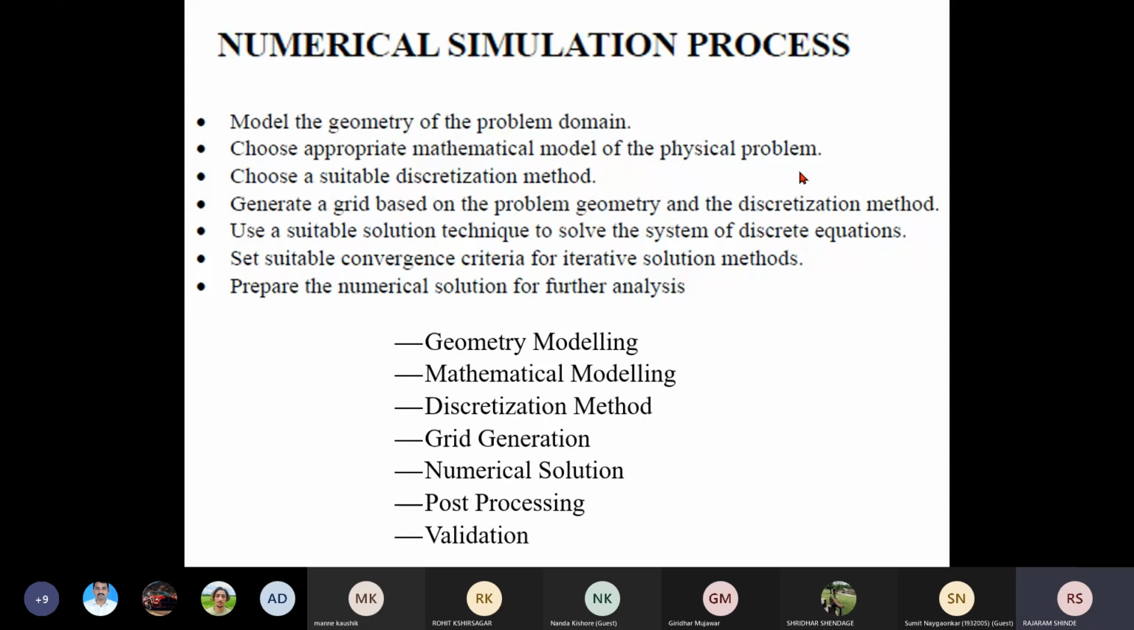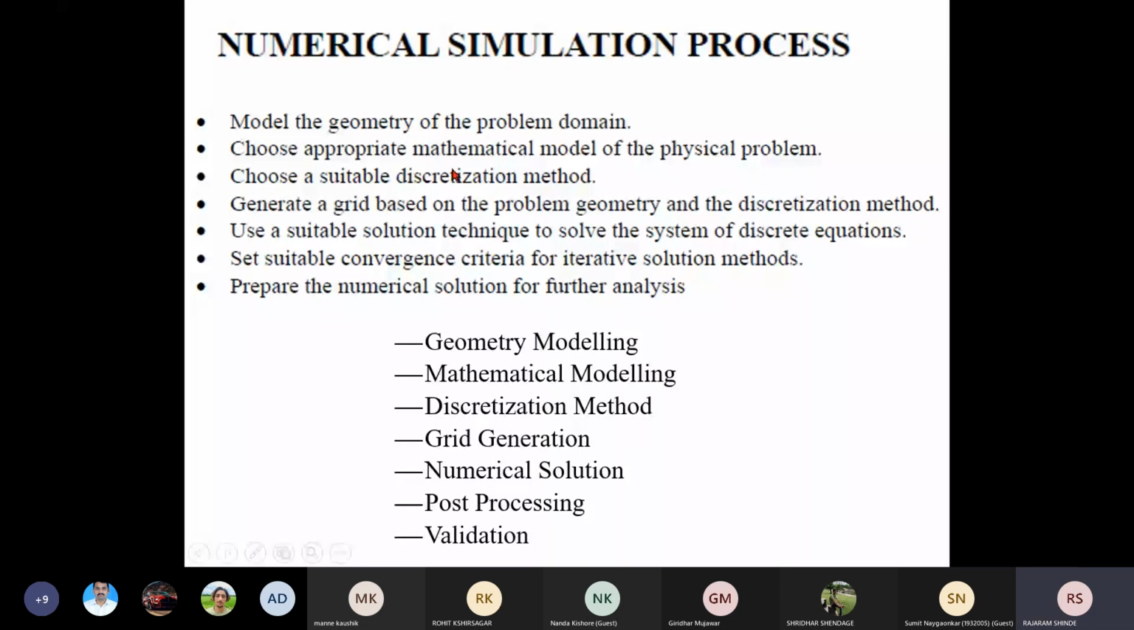Depending upon the governing equations, depending upon this mathematical model, you have to select the suitable discretization method. Now there are three types of discretization methods: one is finite difference method, one is finite volume method, one is finite element method. Depending upon the physics of the problem, if it is a simple problem, simple domain, and your equations are simple, then you can use finite difference method.